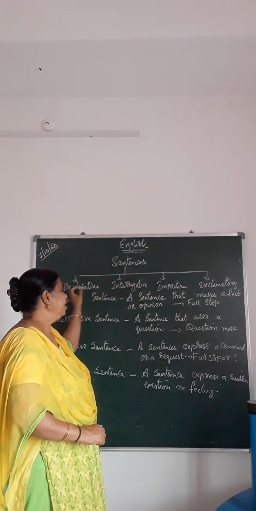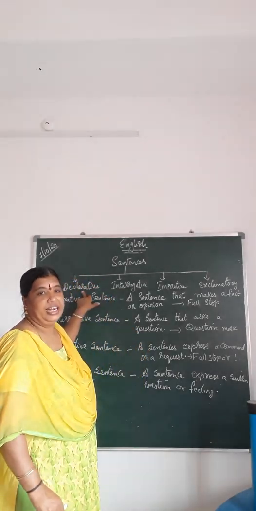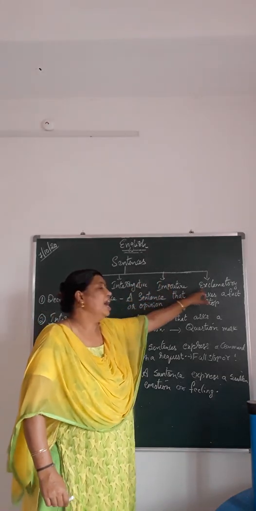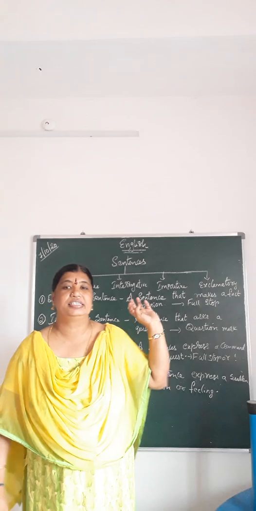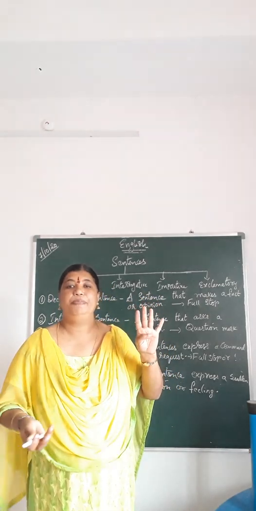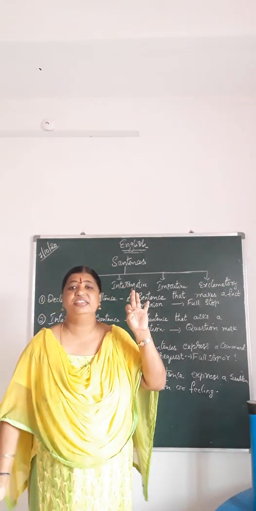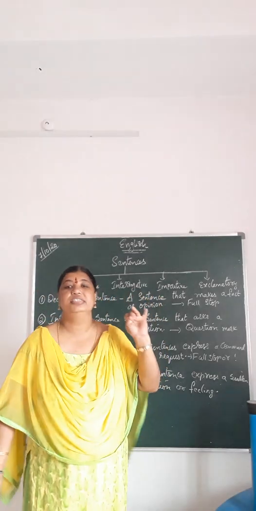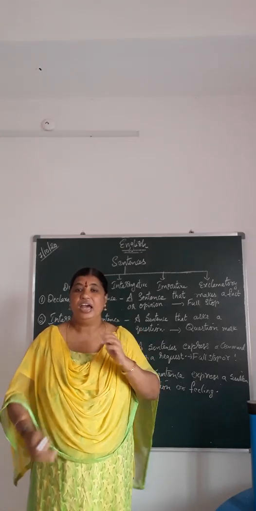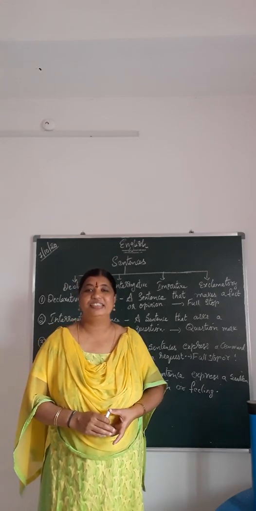A sentence is divided into 4 types, or is of 4 kinds. The first is the declarative sentence, then the interrogative sentence, the imperative sentence and the exclamatory sentence. So we have 4 different kinds of sentences. Now come on, repeat, children. First is declarative, second is interrogative, third is imperative and the fourth is exclamatory. Now let us go into a little depth and know what each sentence speaks about.